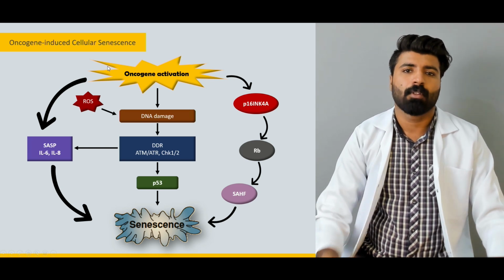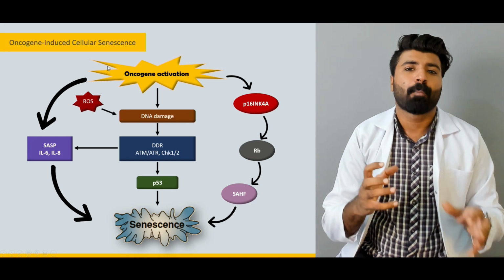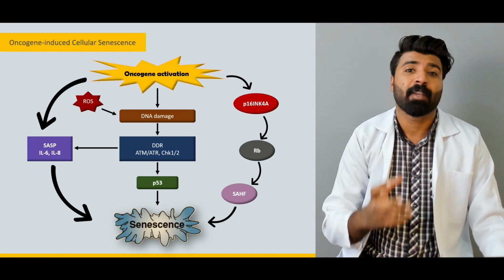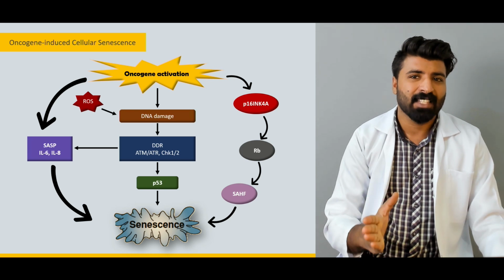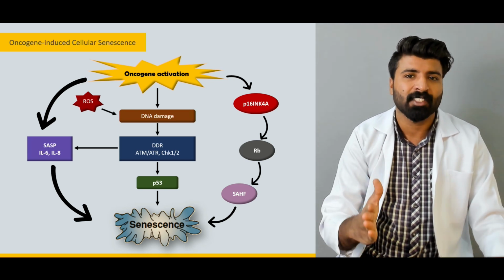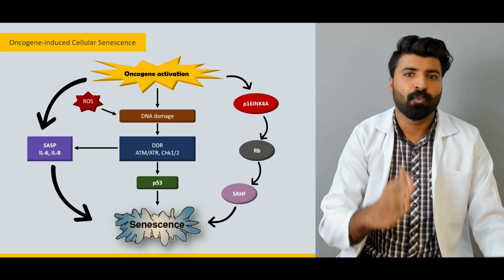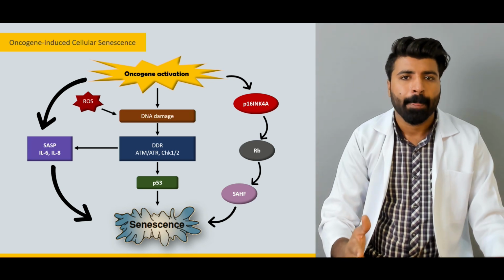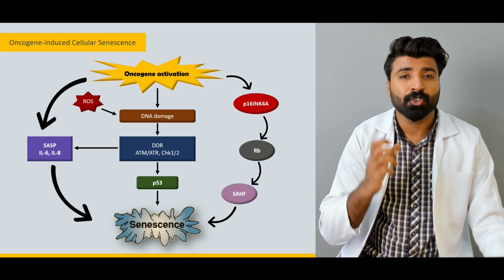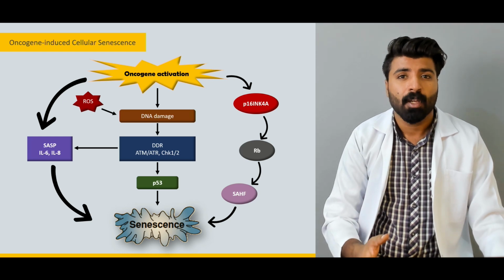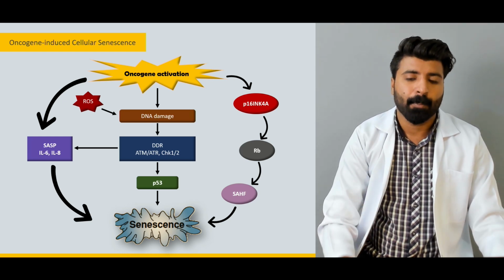So in short, if the body recognizes it, if the cell's mechanisms are on, they'll send this kind of mutated cell into senescence. They won't let it replicate. And if they're unable to solve the problem, if they're unable to make it right, they cause apoptosis.